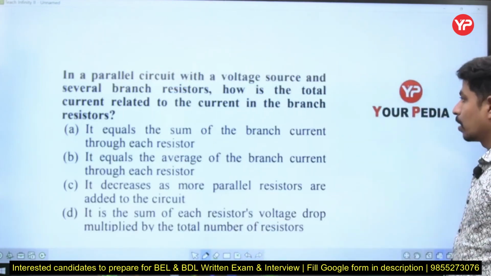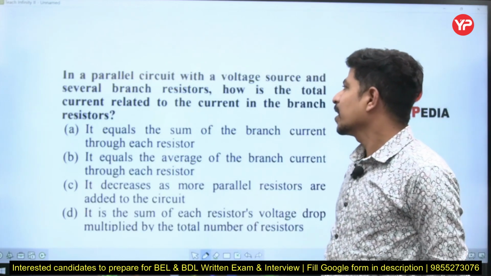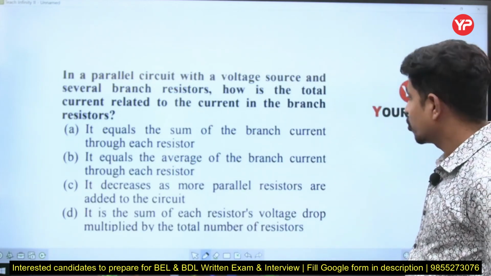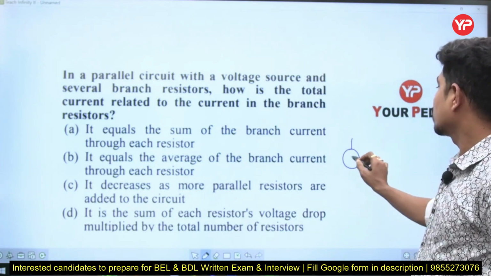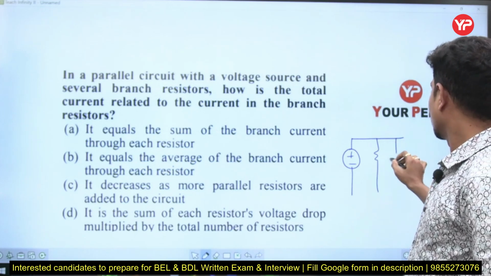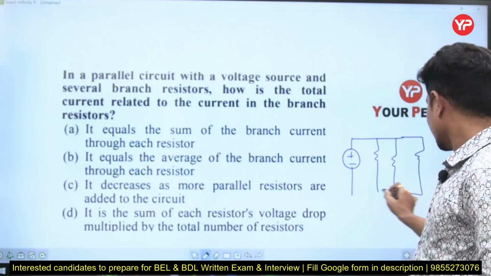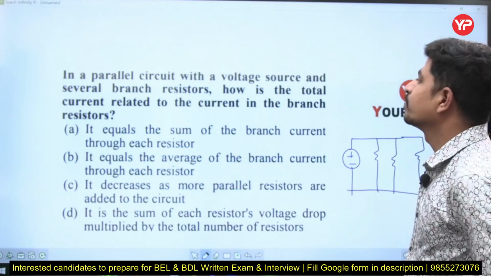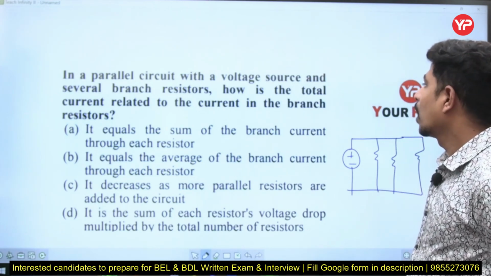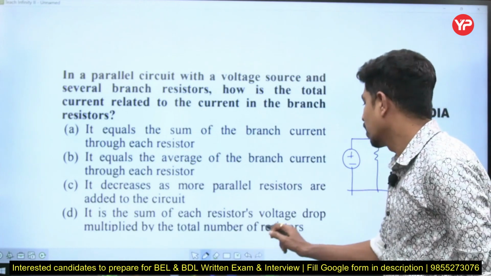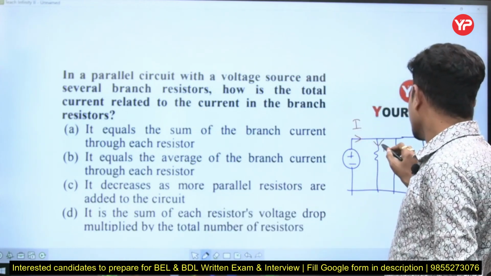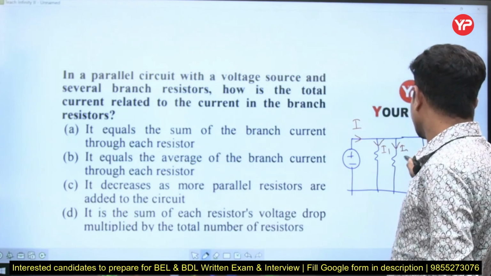Okay, next question please. In a parallel circuit with a voltage source and several branch resistors, yes, there is a voltage source and several branches having resistances. I took, for example, only 3, right? How is the total current related to the current in the branch resistors? He is asking about this current and these currents relationship.